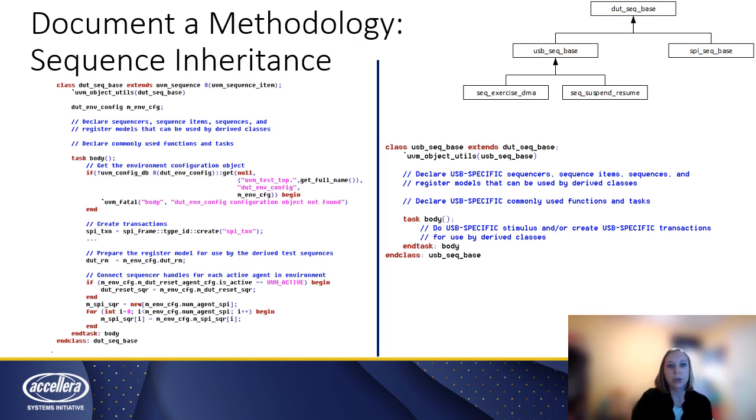Sequence inheritance is critical to the use of simulation snapshots, at least with the Cadence simulator. Given its criticality, my organization formalized a plan for sequence inheritance. I previously showed USB sequence base and two sequences derived from it, sequence exercise DMA and sequence suspend resume. USB sequence base was used by default in the test case run that generated the simulation snapshot, and the other two sequences could override it during subsequent runs using that simulation snapshot.